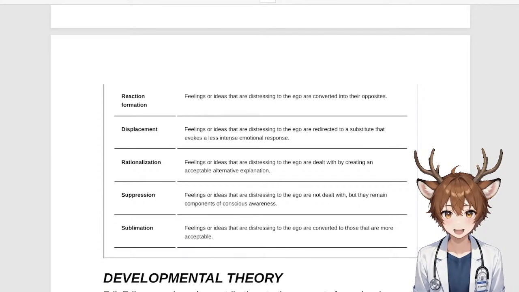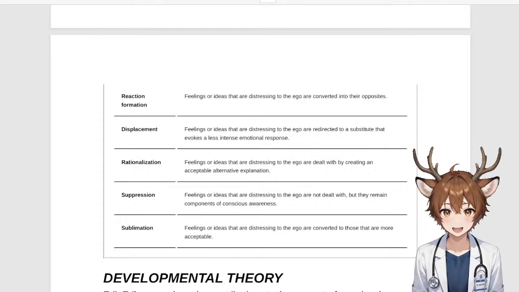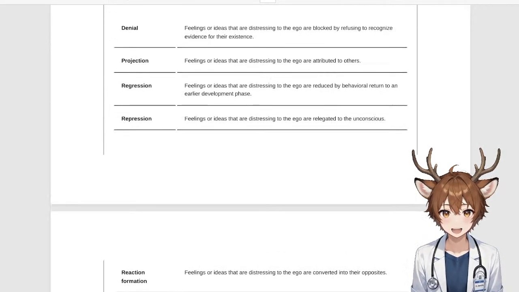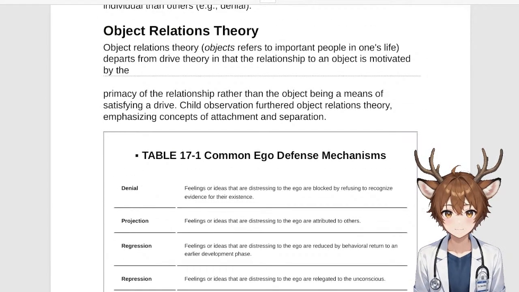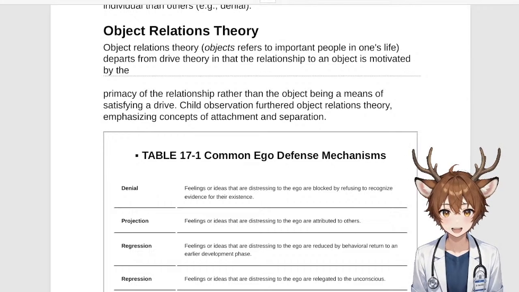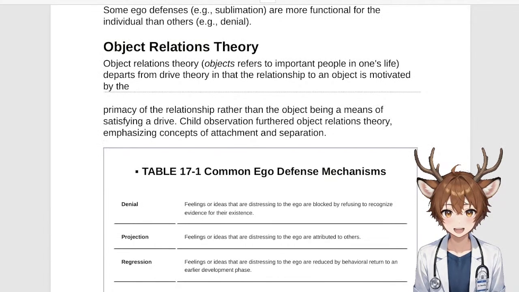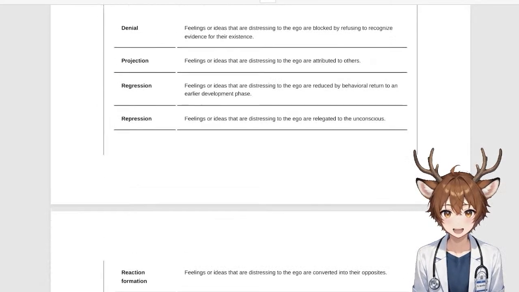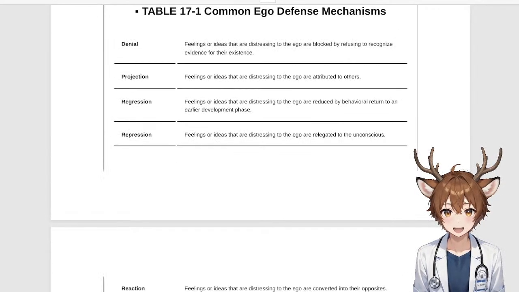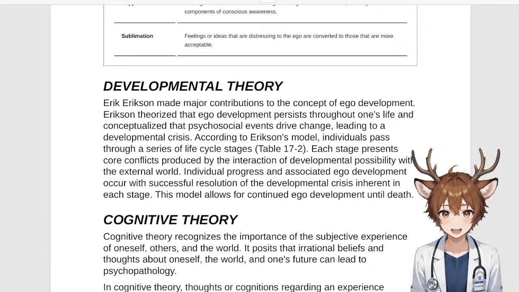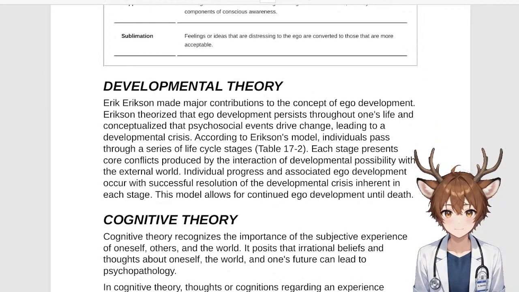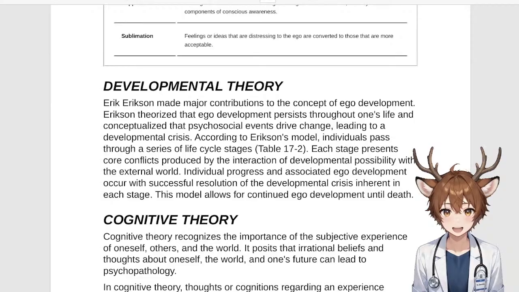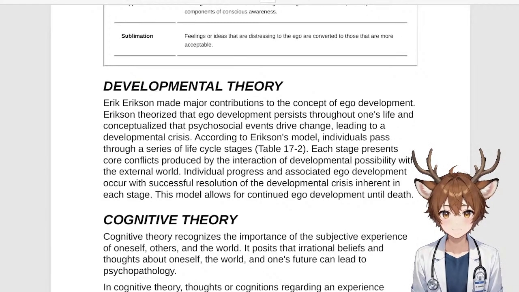Now, we also went over a similar list of defense mechanisms in the psychiatry section of the First Aid textbook for USMLE Step 1. There's a psychiatry chapter that I read over that has, I would say, an almost more expansive list of these ego defense mechanisms. So you can go look at that video or just look at that textbook to find out more, or you can look it up online if you want to as well.